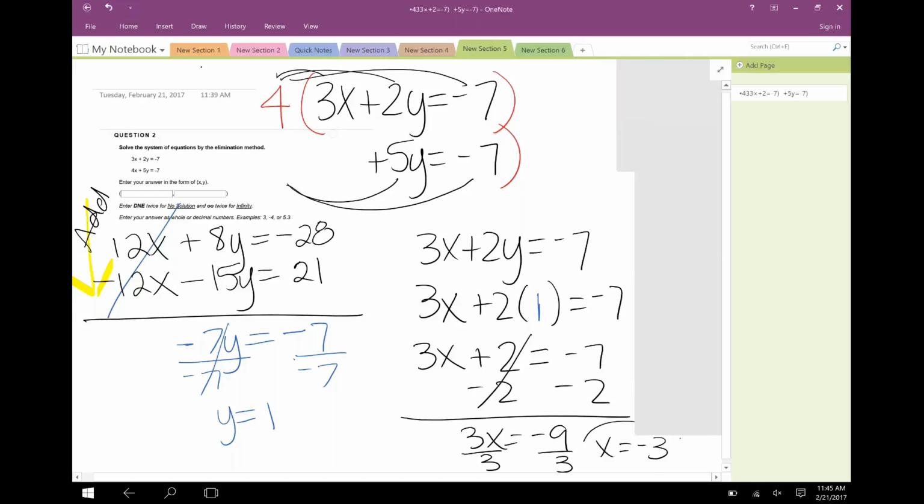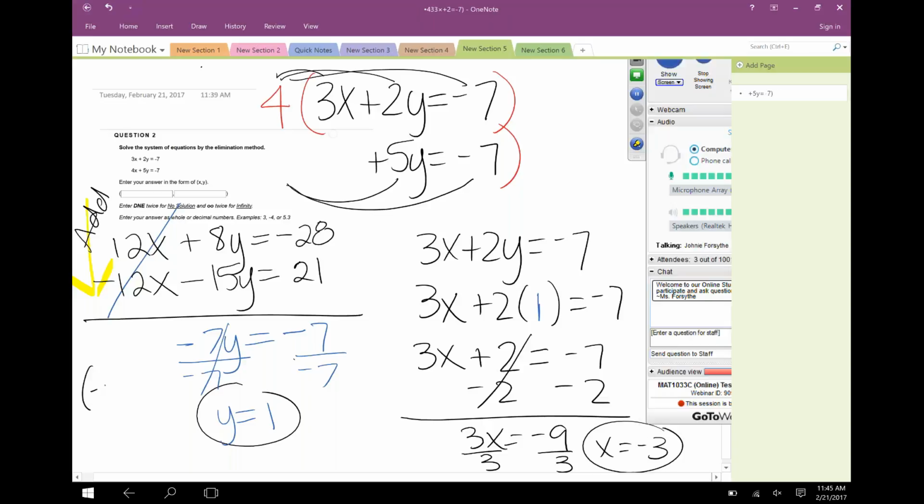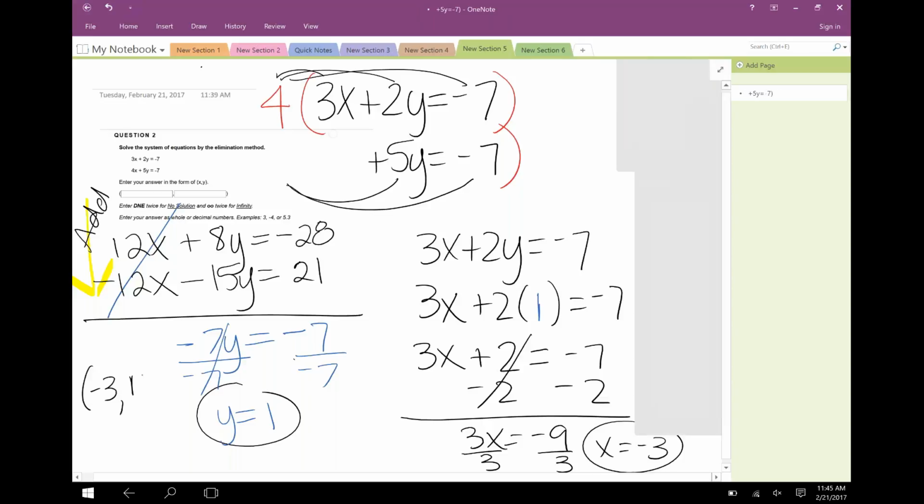So that's one half of my solution. This is the other half of my solution. So the entire solution, the ordered pair, would be negative 3, comma, 1. That would be my answer here.